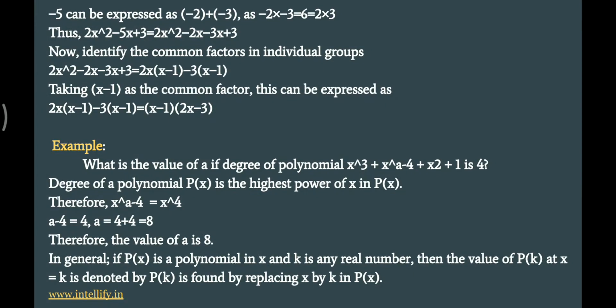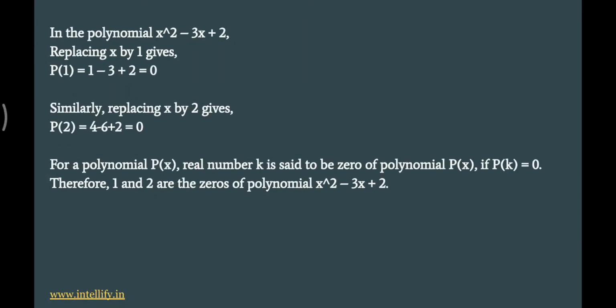In general, if p of x is a polynomial in x and k is a real number, then the value of p of x at x equal to k is denoted by p of k, and is found by replacing x by k in p of x. We can find the value of a, which is the degree, by using these steps. And finally, in the polynomial x square minus 3x plus 2, we need to replace x by 1, so that we can find the zeros of the polynomial.